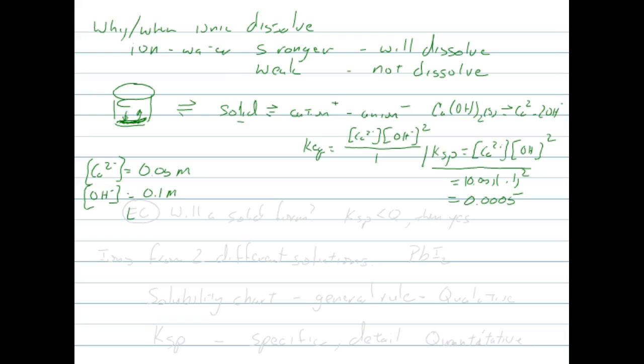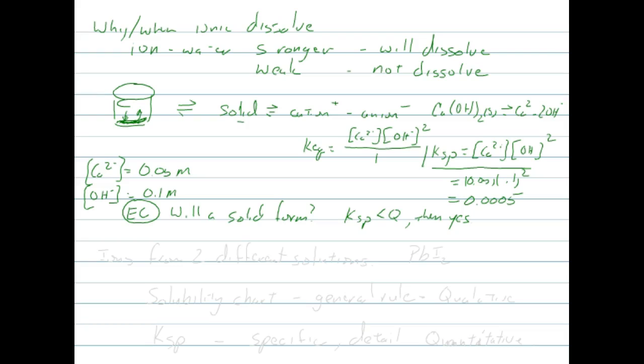For extra credit, will a solid form? Well, you compare your concentrations to the KSP at that temperature. The KSPs are highly dependent on the temperature. Think about dissolving sugar in cold tea versus hot tea. The warmer it is, the more it will dissolve. So it's very dependent upon temperature. But in general, a solid will form if the KSP is less than the Q. So you just compare the KSP and the Q values, and if the concentrations are bigger, then yes, it'll be overloaded with ions, and you get a solid.